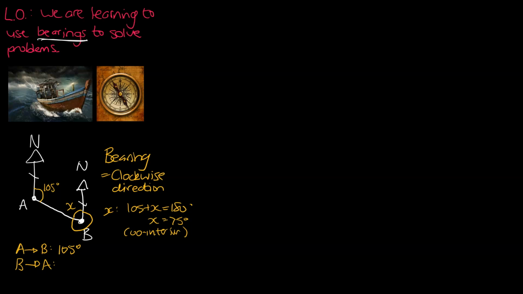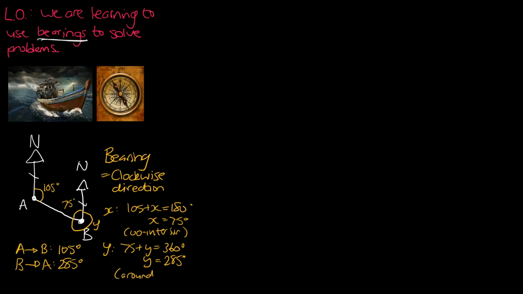Now that we know X is 75 degrees, we can use the angles around a point to find the bearing. Let's call the angle we're interested in angle Y. We know that 75 plus Y has to come to 360 degrees. Using a bit of algebra, Y is equal to 285 degrees. So the bearing to get from B to A was 285 degrees.